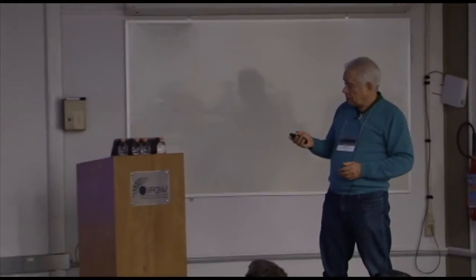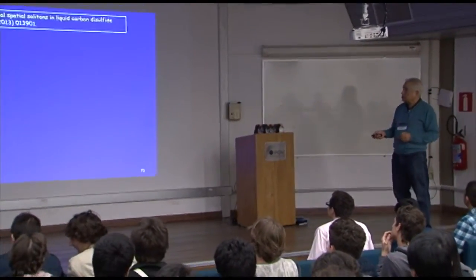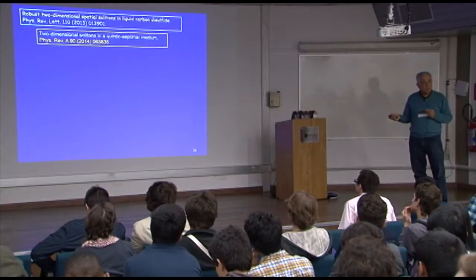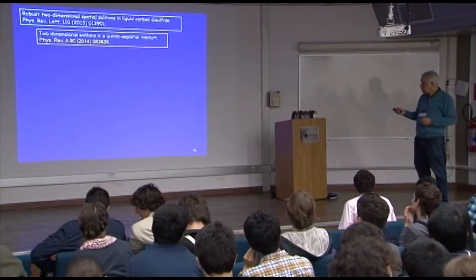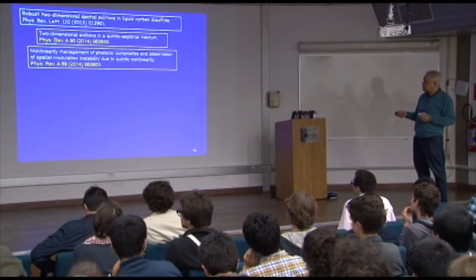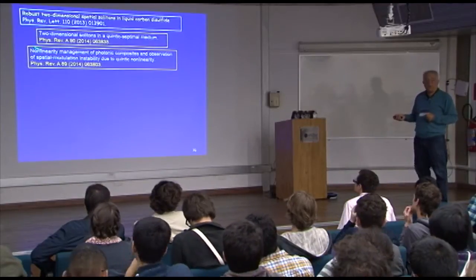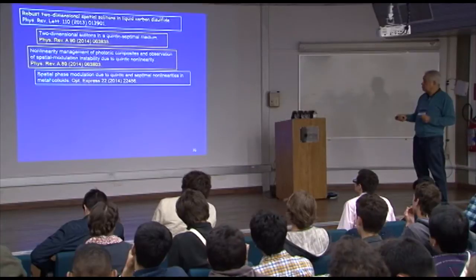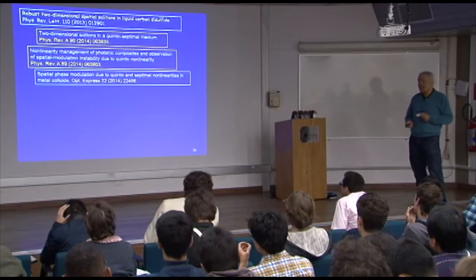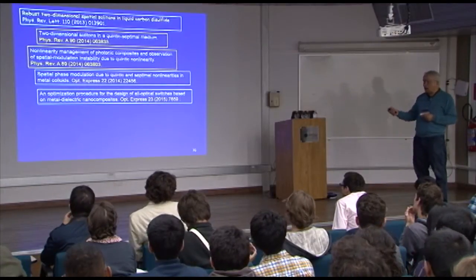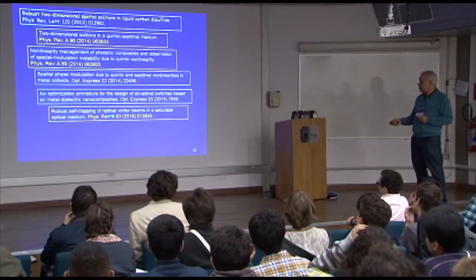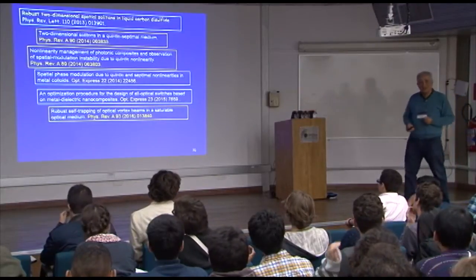And I want to remind you what I have shown you in the previous class and now. So you saw that it's possible to have robust two-dimensional spatial solitons. I have shown you that it's possible to have two-dimensional solitons in quintic-susceptible media, I mean, with chi3 suppressed. We have shown that with this nonlinearity management, I can have the observation of spatial phase modulation and modulation instability. I have shown you spatial phase modulation due to kinetic and septimal nonlinearities in metal colloids. Another thing is the optimization of the all optical switching that I mentioned. We also observed these robust self-trapping optical vortex beams in a saturable medium, that's CS2.